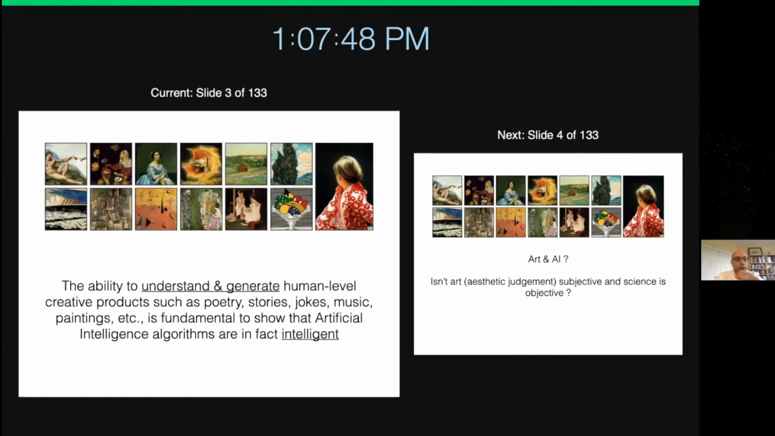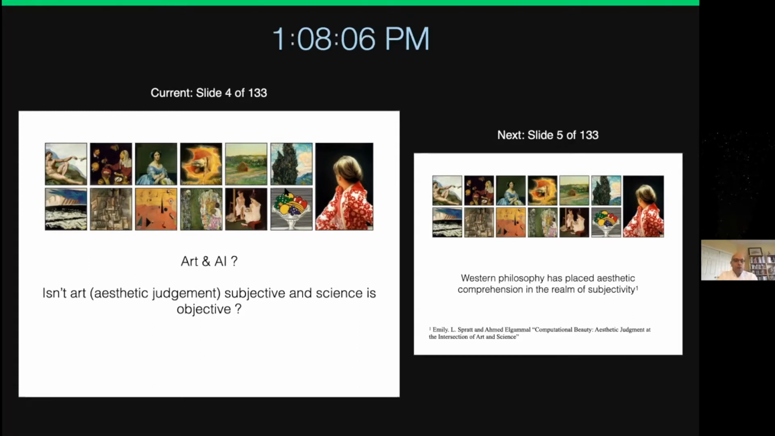So I find that the ability to understand and generate human-level creative products such as poetry, stories, jokes, music, and paintings is fundamental to show that artificial intelligence algorithms are actually intelligent. And the first question that is always asked when I give talks, especially to audiences from the humanities, is how to combine art and AI. Isn't art aesthetic judgment, which is subjective, and science objective? How can this be combined? That's a very important question.